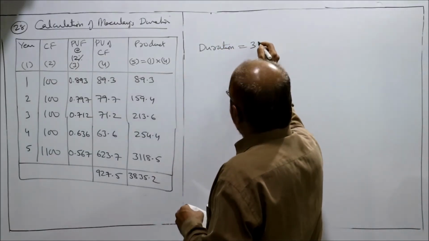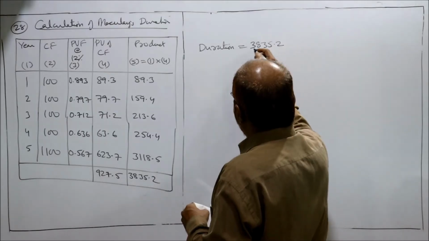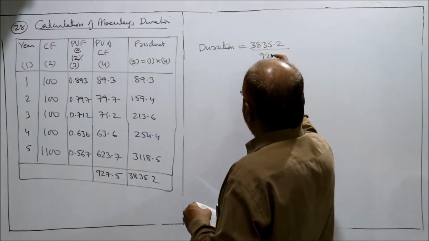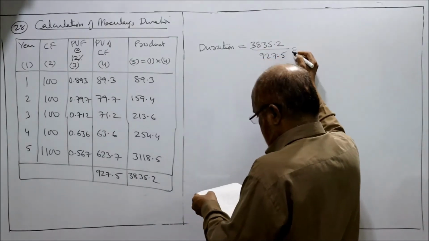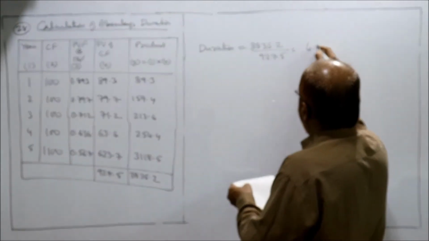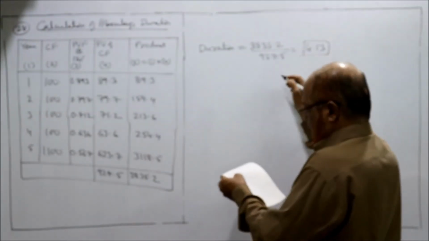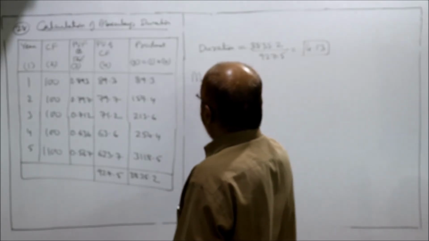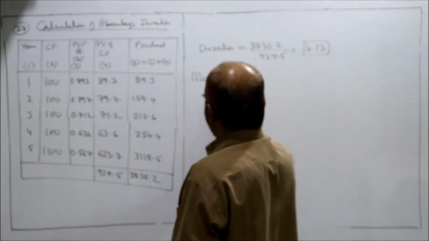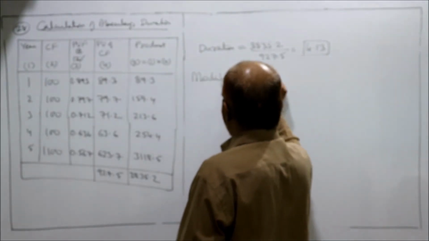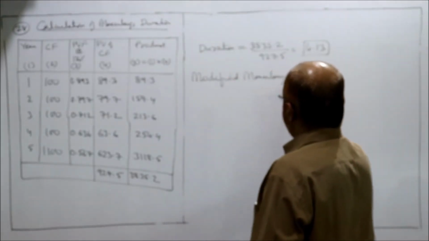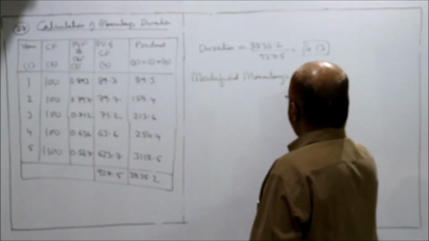Duration is equal to 3835.2 divided by 927.5. So you are going to get 4.13. Next, modified Macaulay duration, MMD.